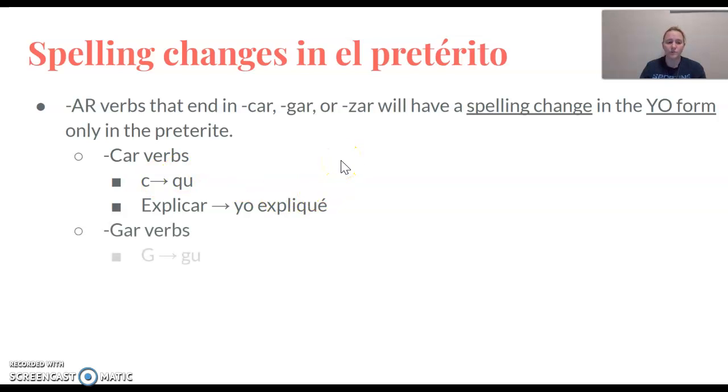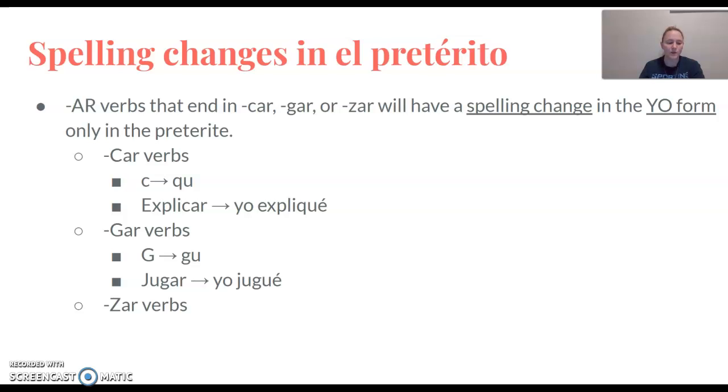With AR verbs, the G is going to change to a GU, and this is one of the rare times that you don't pronounce every letter. Whenever you have GUE or GUI, the U is silent, and it's just there to put a little bit of distance between the G and the E or the I to keep the sound as a G sound instead of an H sound. So jugar becomes jugué, pagar becomes pagué. And then ZAR verbs, the letter combination ZE can't exist in Spanish.